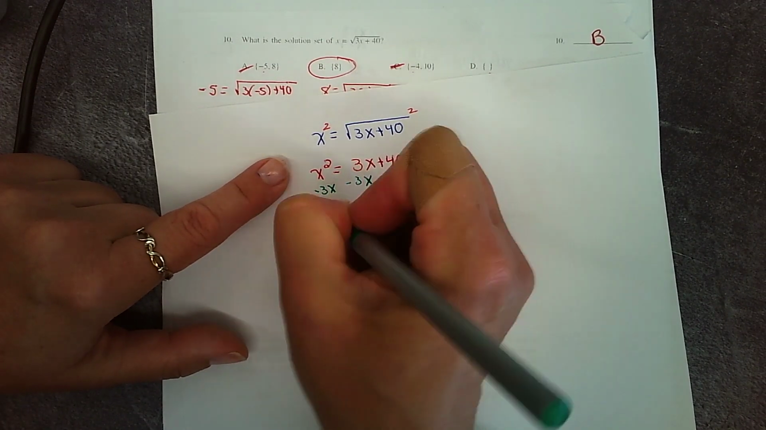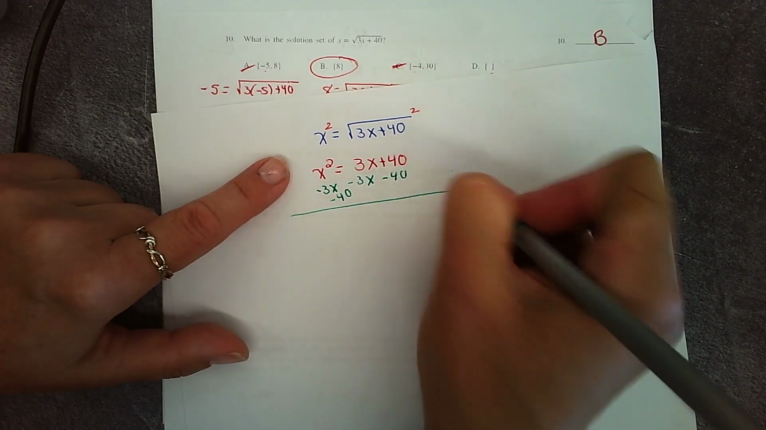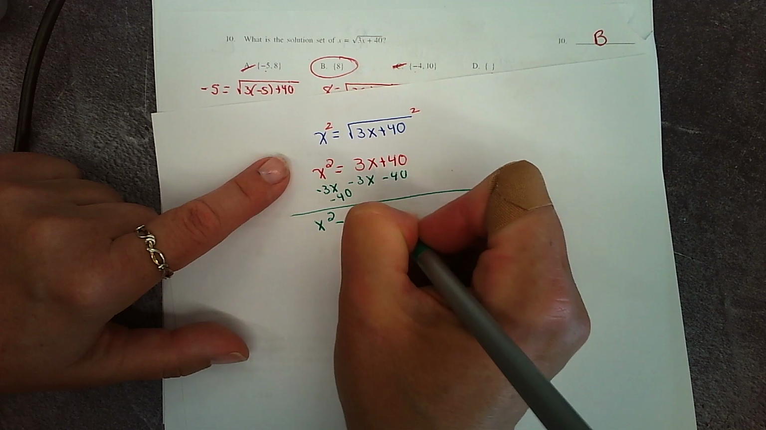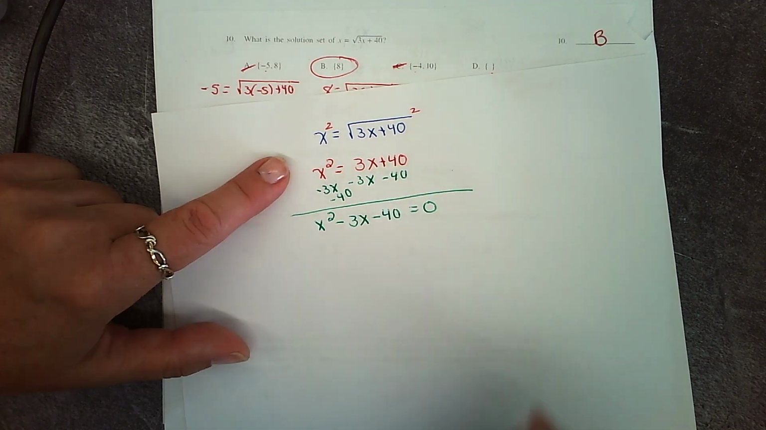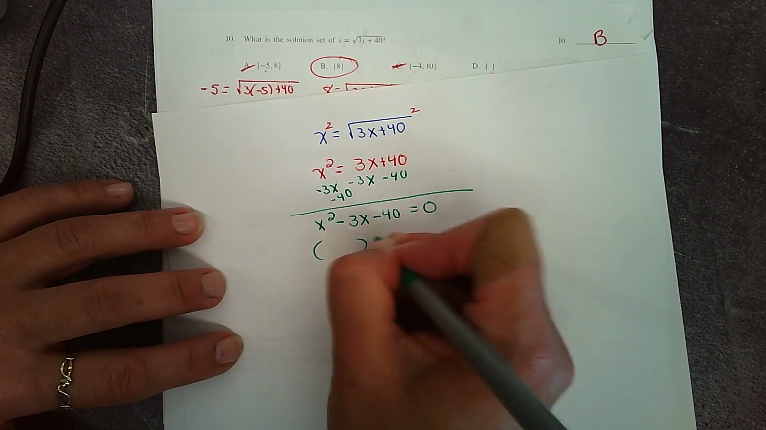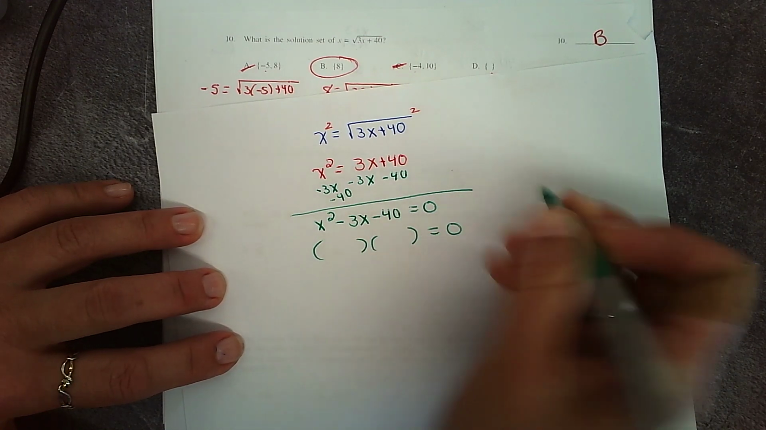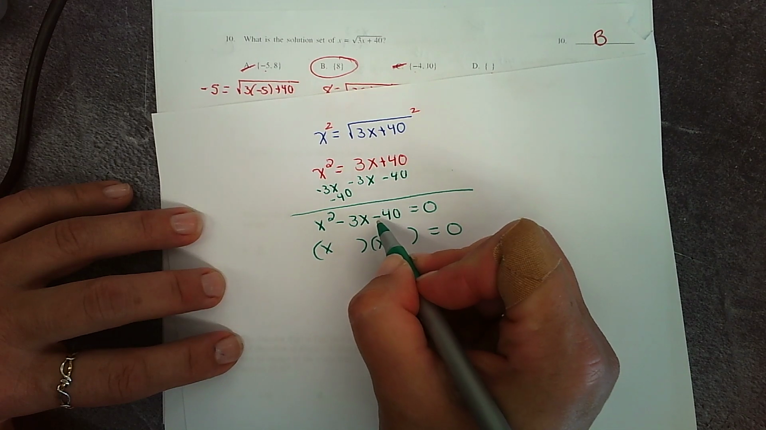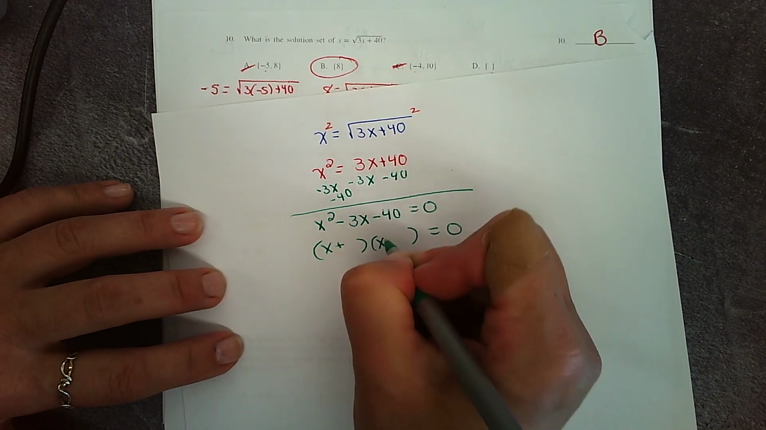So I'm going to subtract the 3x over and subtract the 40 over. So now that makes x squared minus 3x minus 40 equals 0. Okay? And then I'm going to factor this guy. 2 parentheses, x and x. Okay? If it ends in a minus sign, the signs are different.